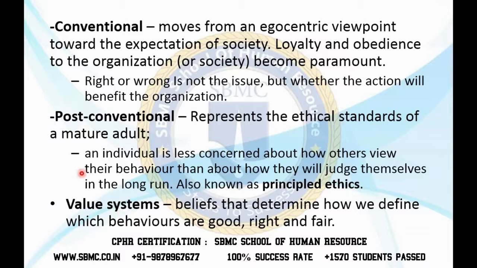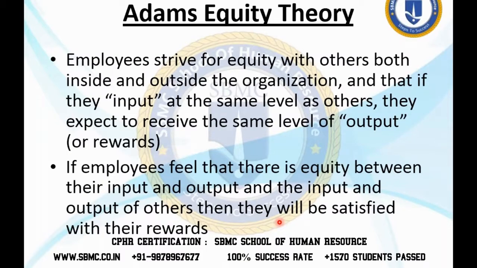Then you have the ethical value system. A value system means beliefs that determine how we define our behaviors as good, right, or fair. That is the value system. When you move from the ethical system, you have certain theories. One is Adams' equity theory. According to this theory, employees strive for equitable treatment, both inside and outside the organization. They want their input at the same level as others, and they expect to receive output as rewards. Whatever effort I put in, that is the input, and in return I perceive the reward I will get. That is the output I receive. That is Adams' equity theory.